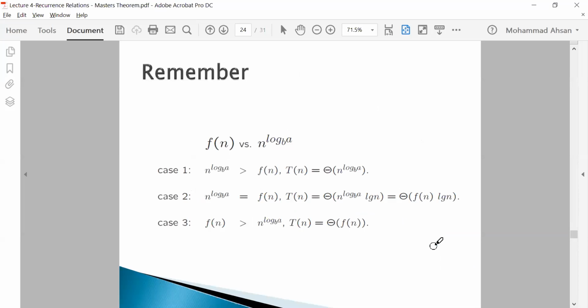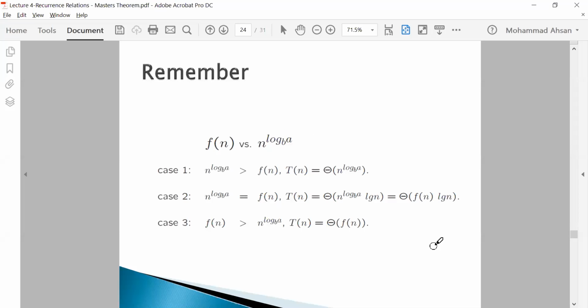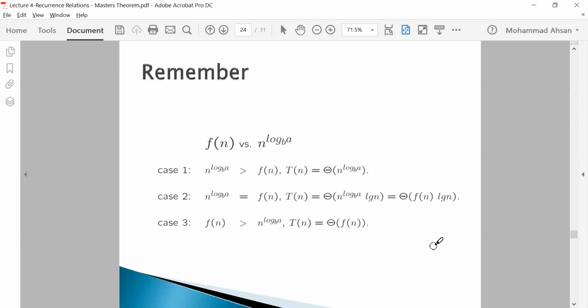So what do these cases basically tell you? Like I said, you compare f(n) with n to the log a to the base b. If n to the log a to the base b is greater than f(n), which is your case 1, because f(n) is O, meaning f(n) is less, then T(n) is also O of this. You can say O or theta, that doesn't matter. Second case is if f(n) is equal to this, then T(n) is n to the log a to the base b into log n. And third one is f(n) is greater, then T(n) is theta of f(n). So if f(n) is greater than what you're getting from the leaf nodes, for example, then you just straight away put f(n) as the final answer.